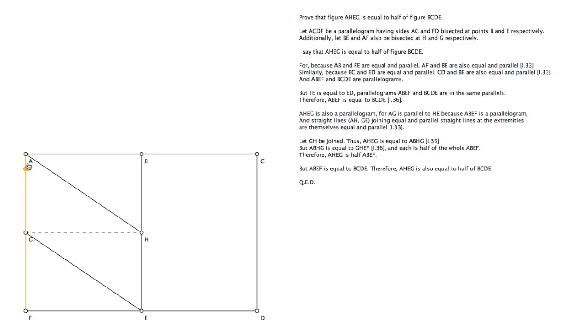That means that the parallelogram on this side, ABHG, is going to be equal to the parallelogram on this side, GHEF. This should be pretty obvious. And we can prove this by proposition 36, because these are parallelograms on equal bases and in the same parallels. Therefore, the parallelograms on either side of GH are going to be equal.